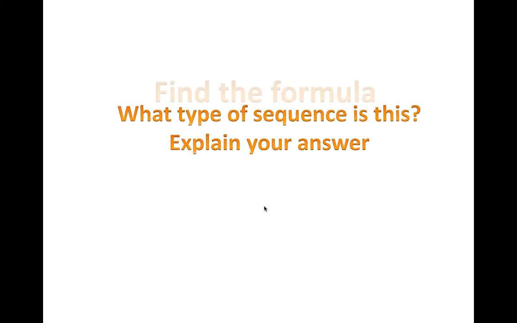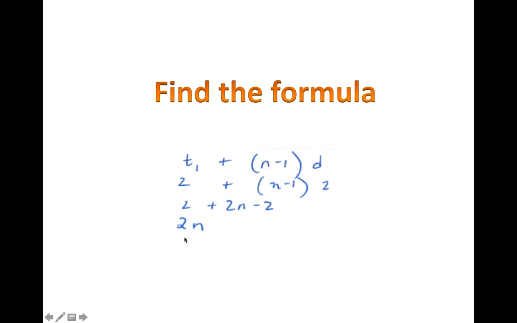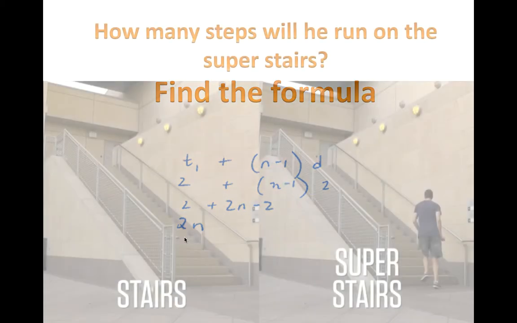So if I were to say, find the formula for this one so that we actually figure out what it looks like, we would put in our first term plus n minus 1 times the constant. So we'd have 2 plus, and then if we distribute this, 2n minus 2. So really our formula, the general formula, is 2n.